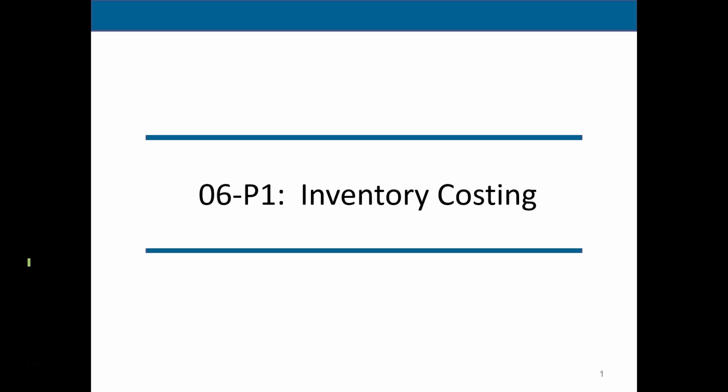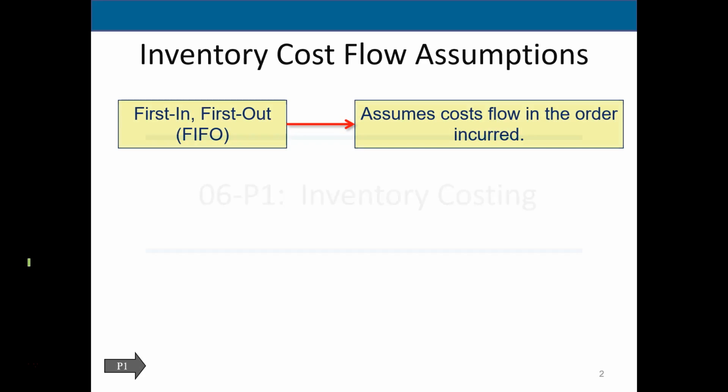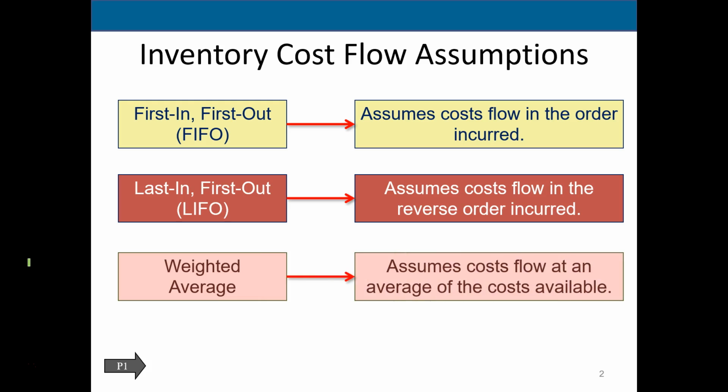Hello, in this lecture we will continue on Chapter 6, talking about inventory costing. We're going to talk about the cost flow methods. So inventory costing is going to be the idea, of course, of us buying the inventory, tracking the cost of that inventory, and then selling the inventory and trying to know what the cost of that inventory is that we sold.